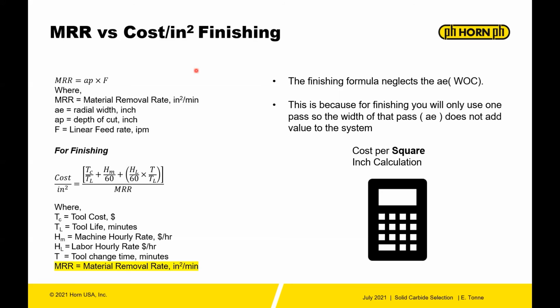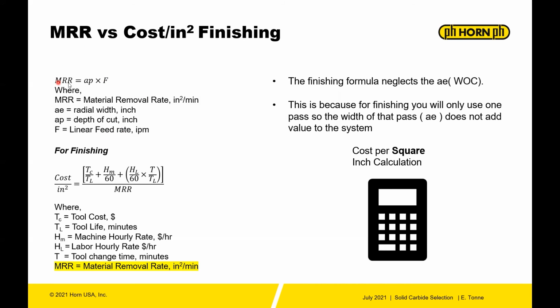You also have a situation, so the last formula was for roughing. So this formula is for finishing. Since finishing typically only takes one pass. If you're running titanium or nickel alloys, maybe you take a spring pass, but typically finishing is a one pass type option. So if you're comparing finishing endmills, then you need to use the finishing formula.